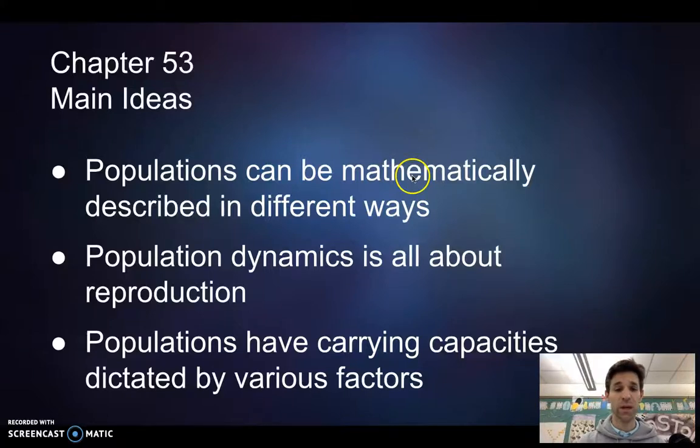And then our last main point here is that populations have carrying capacities dictated by various factors of their ecosystem. So populations can only grow so much. They can grow exponentially for a time, but at some point, something's going to limit how many individuals of a species can be in a given area. The question is, what is that limiting factor, or limiting factors if there's more than one? There are different kinds of limiting factors, and we'll talk about those as well.